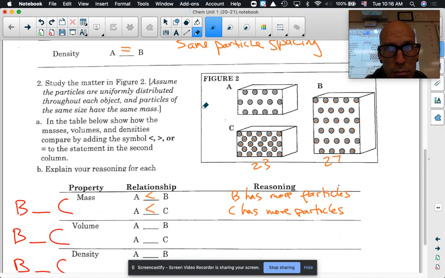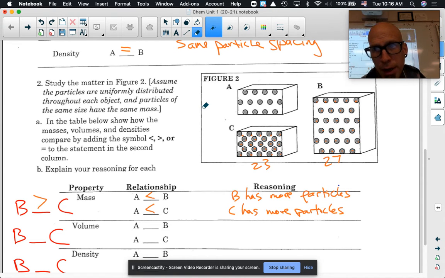So which one has more mass? Clearly B does. And again, how do you know? You would say because B has more particles than C. Perfect. All right, how about volume?